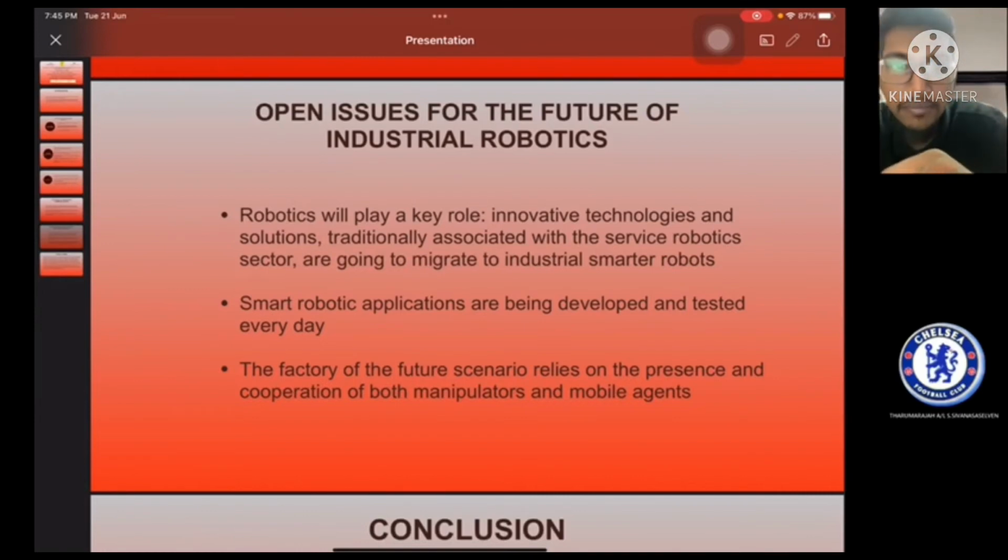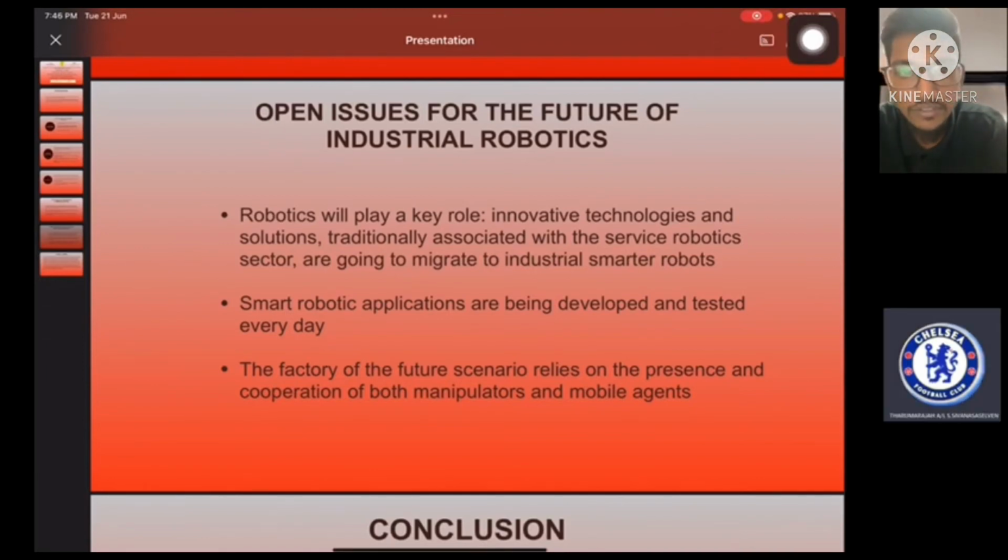Next, smart robotics applications are being developed and tested every day, but often only through experimental setups built within laboratories, not fully coping with the real industrial requirements. And finally, the factory of the future scenario relies on the presence and cooperation of both manipulators and mobile agents, sharing spaces with human operators and directly cooperating with the robots, and so on. Next.